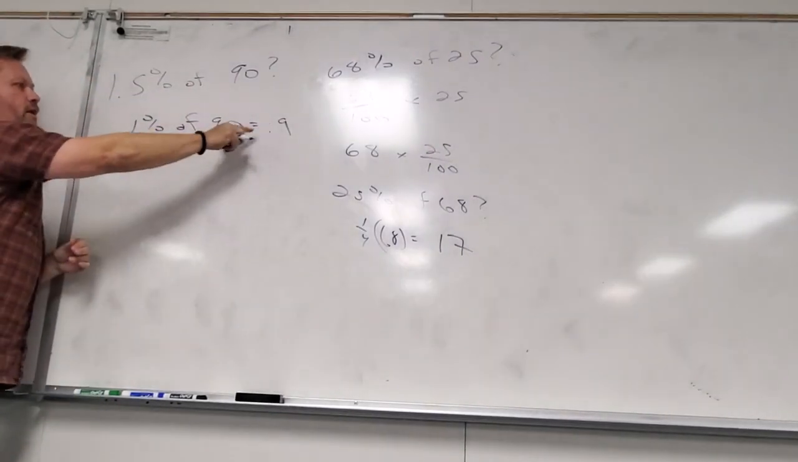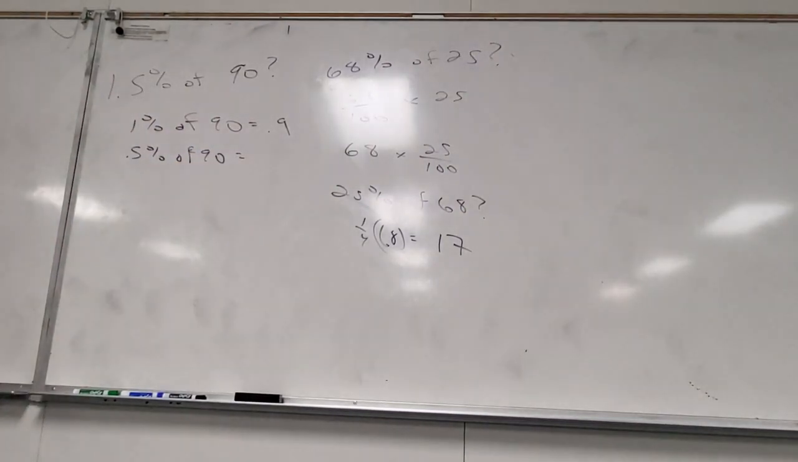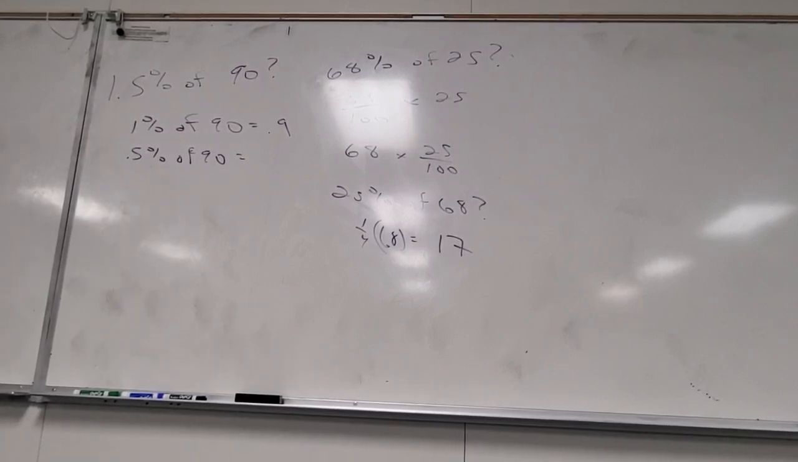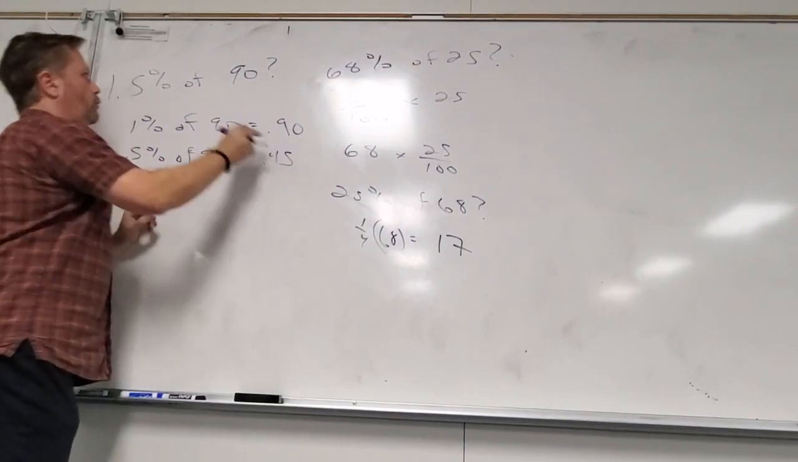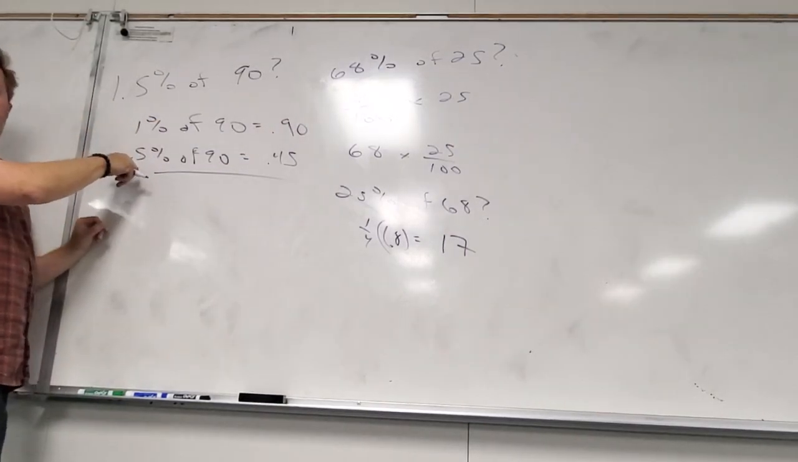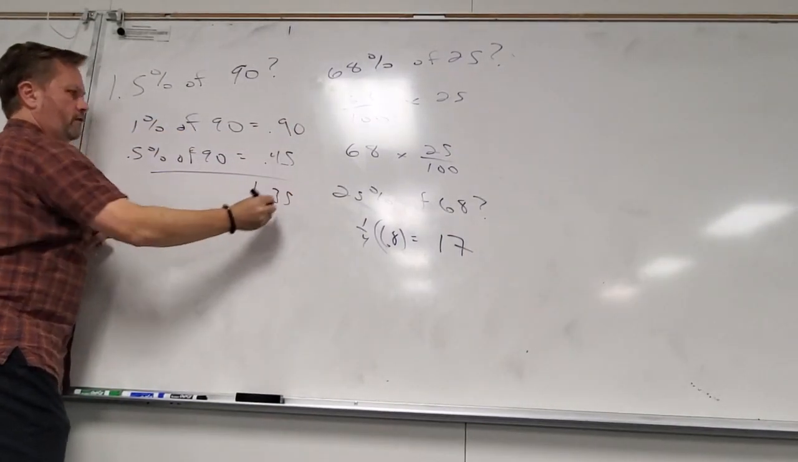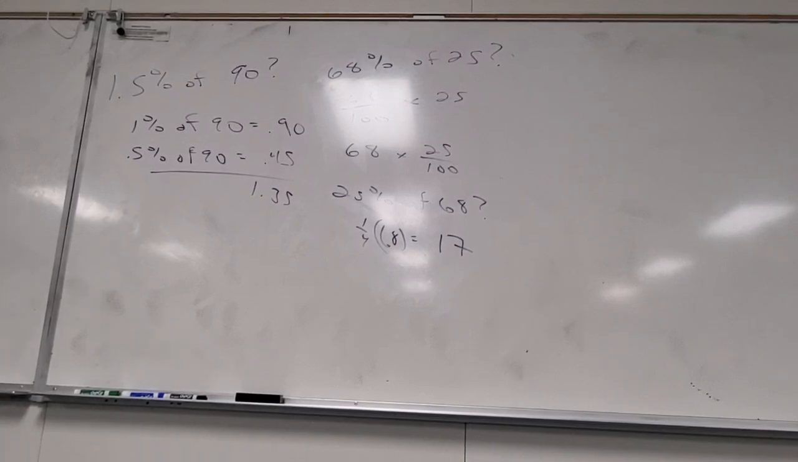Does that answer this question? No. If 1% of 90 is 0.9, what's 0.5% of 90? You can do it. It's going to be half of that, right? What's half of 0.90? 0.45. So what is 1.5% of 90? I add these together. That's 1.5%, right? So if I add those together, 1.35.